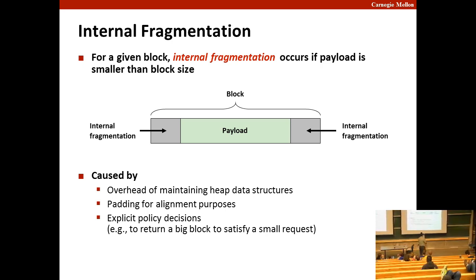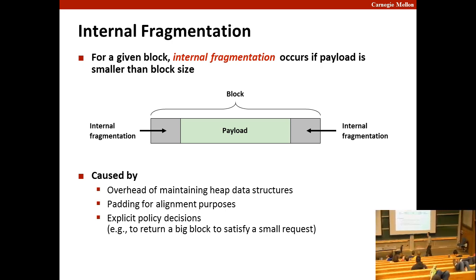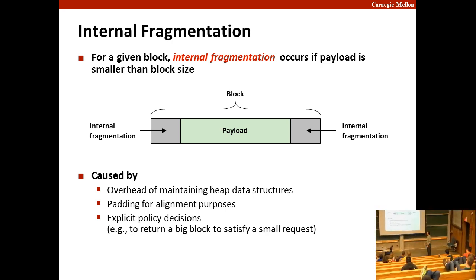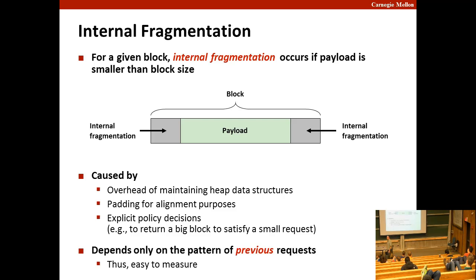So this internal fragmentation is caused by the overhead of maintaining the heap data structures. That is to say, malloc's own data structures, padding for alignment purposes, and explicit policy decisions. We're just not going to deal with allocations beneath a certain size because they're not worth it. We're going to always return things of at least a certain size.